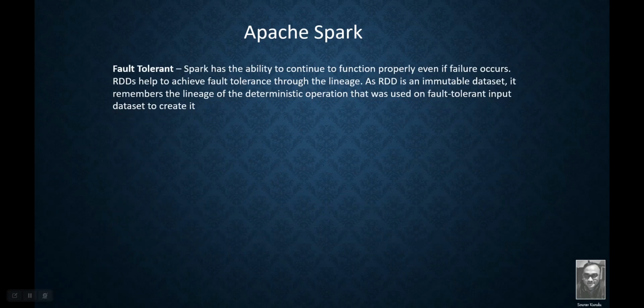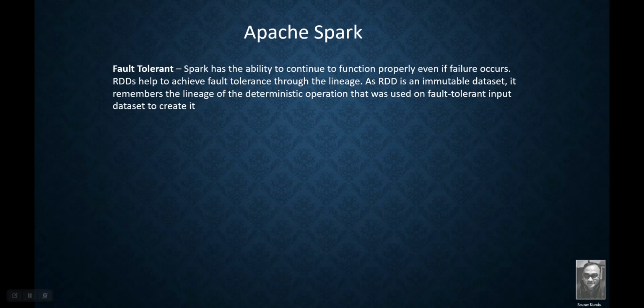The next is it's fault tolerant. So what is fault tolerant? It has the ability to continue to function properly even if some failure occurs. So RDDs help to achieve fault tolerance through the lineage. As RDD is an immutable data set, it remembers the lineage of the deterministic operation that was used on fault tolerant input dataset to create it.